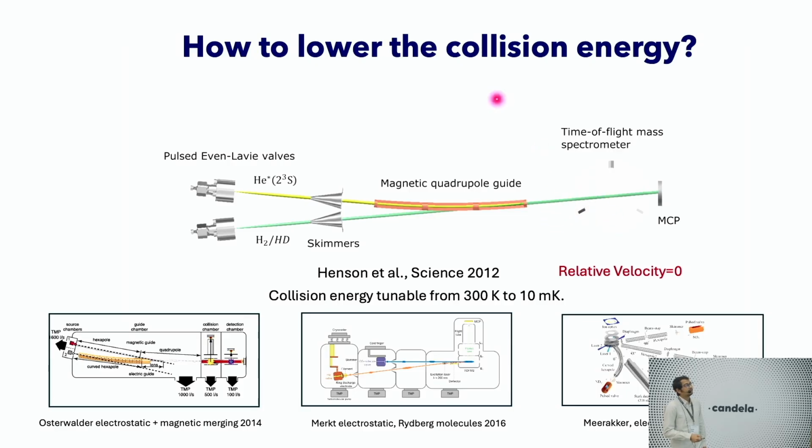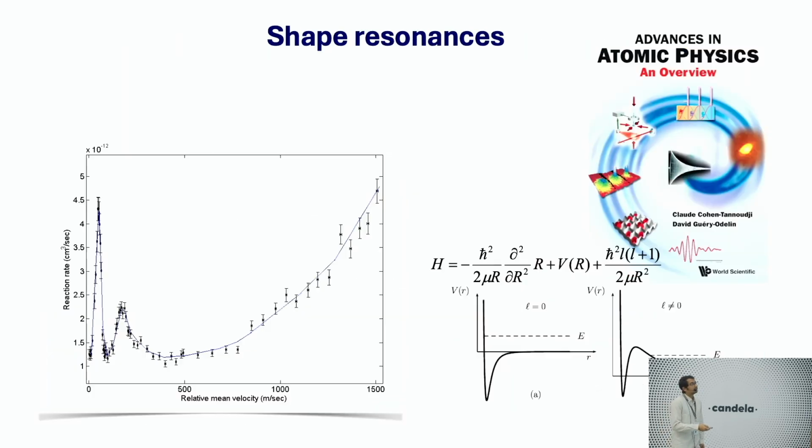And what we can achieve here, if we match the velocity between the two beams, is to reach a lower collision energy, almost close to zero relative velocity. In our experiment, we can tune the collision energy starting from 300 Kelvin down to the millikelvin regime.